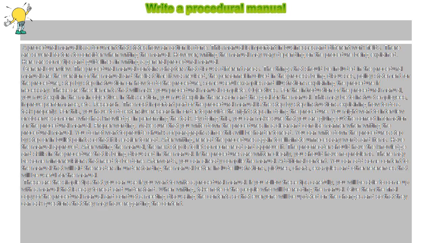However, writing the manual may vary depending on the procedure being explained. Here are some tips and guidelines in writing a general procedural manual.